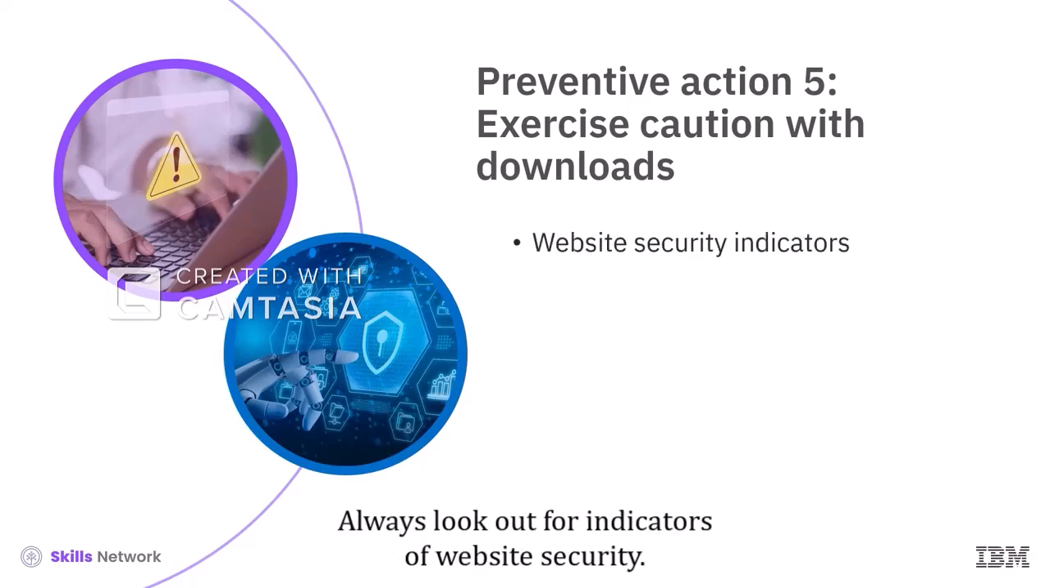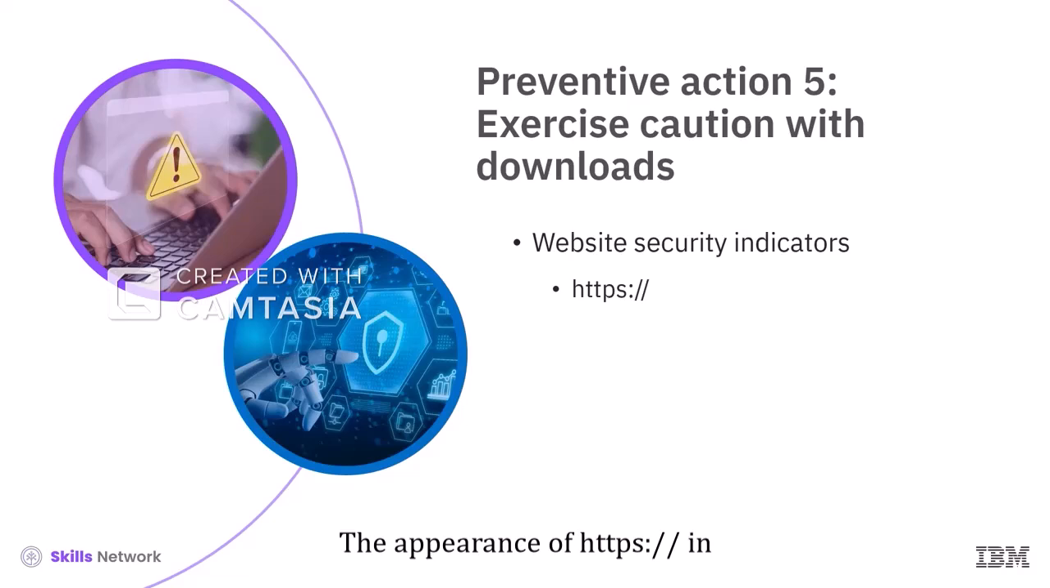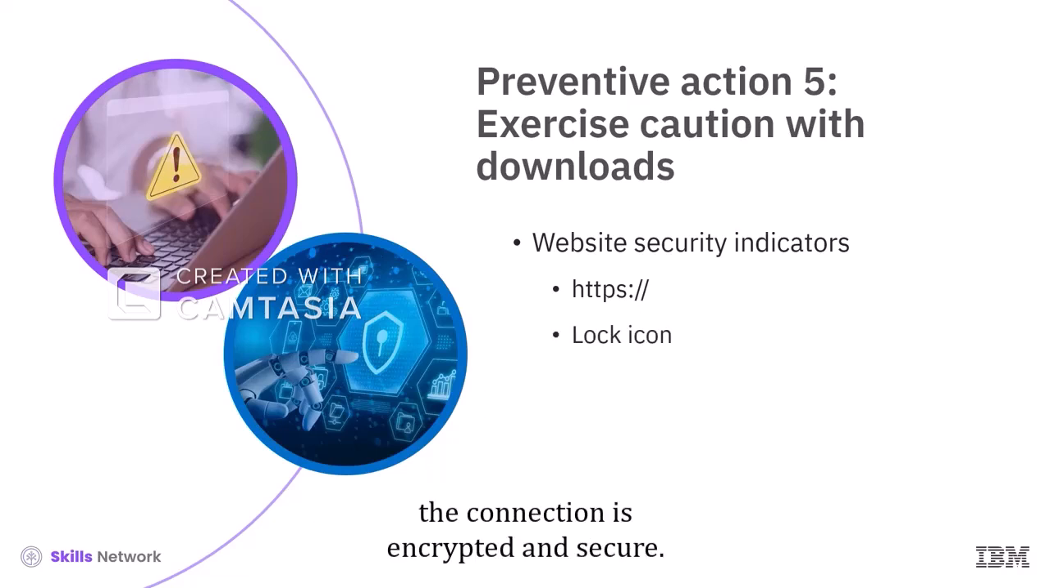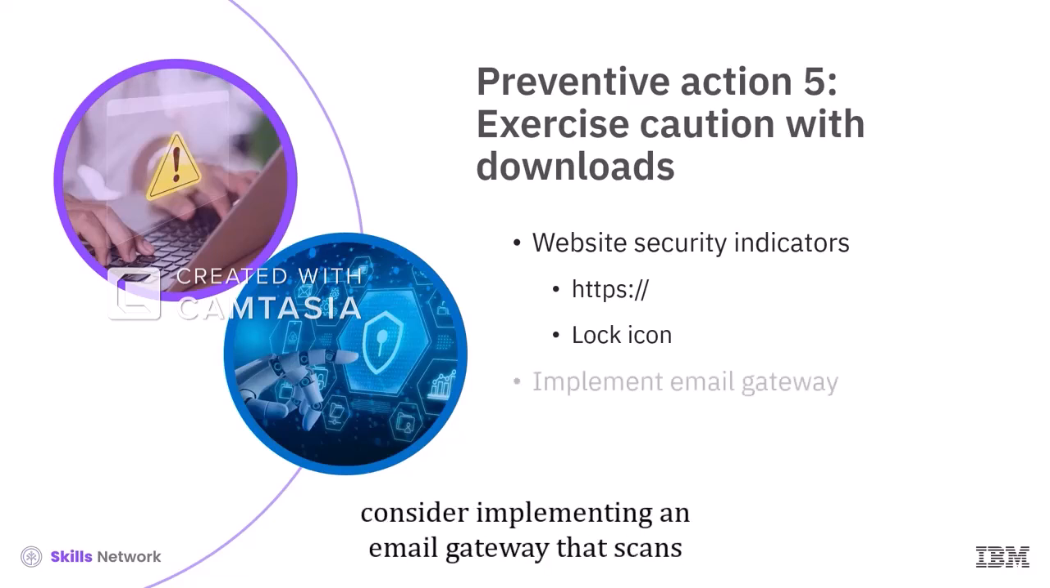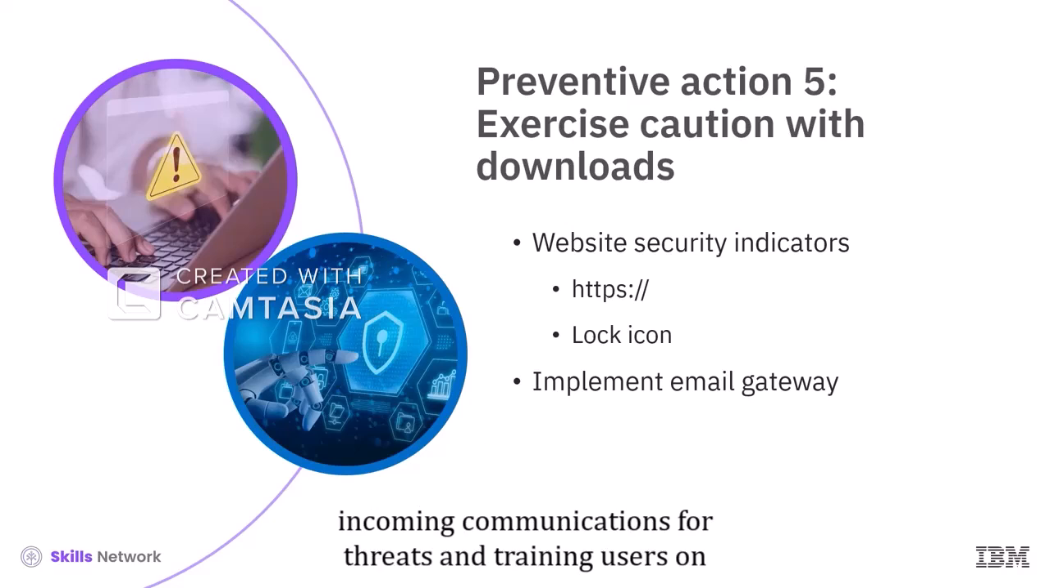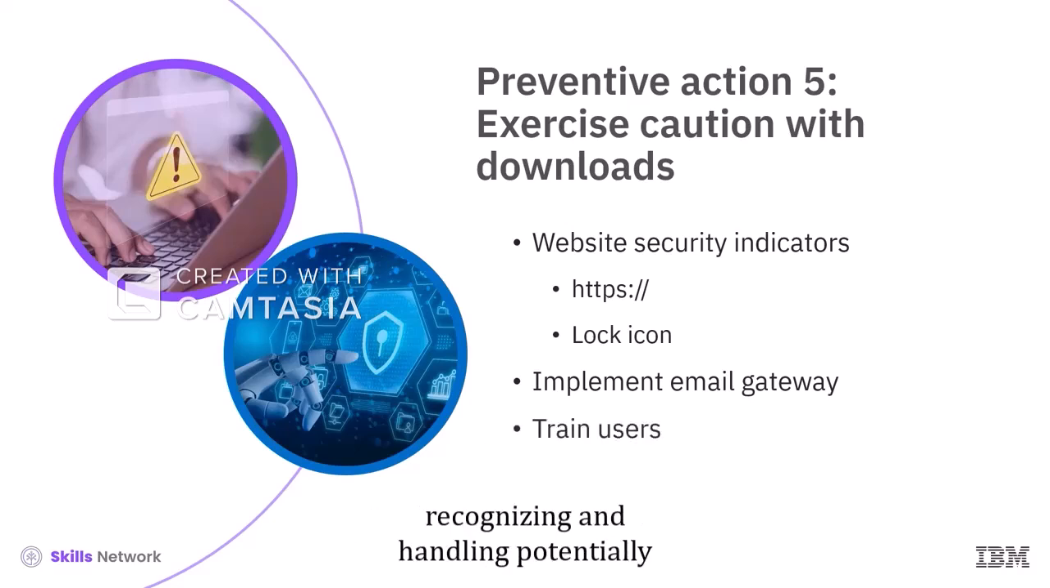Always look out for indicators of website security. The appearance of https:// in the URL and a lock icon in the address bar signify that the connection is encrypted and secure. Businesses and organizations should also consider implementing an email gateway that scans incoming communications for threats, and training users on recognizing and handling potentially dangerous emails and attachments.